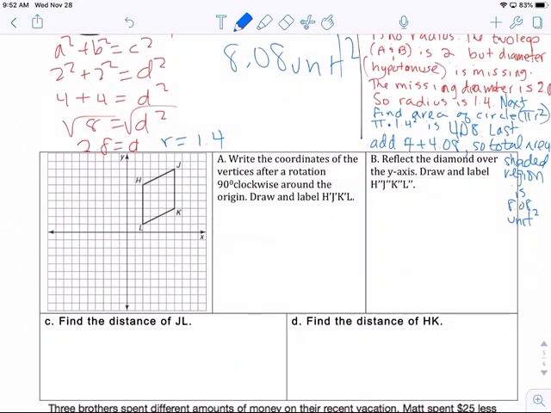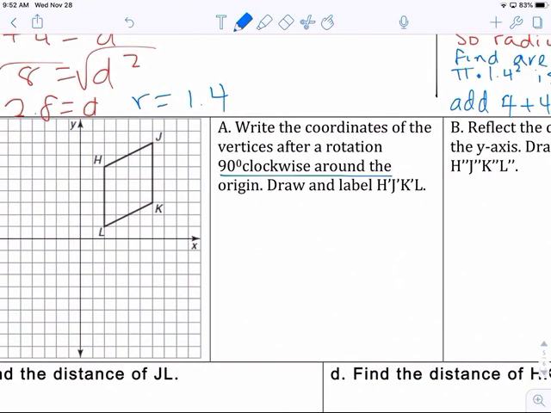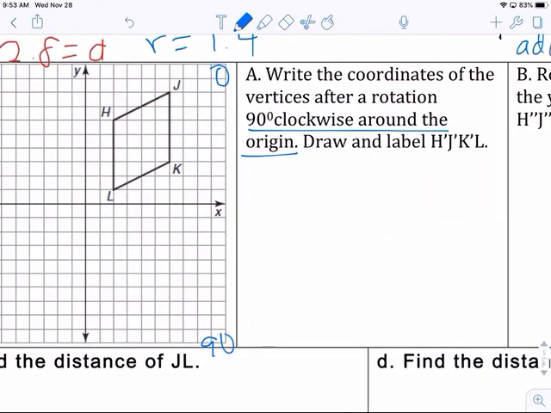All right, write a coordinate for the vertices after the rotation of 90 degrees around the origin. Okay, write the ordered pair. We'll start with H prime. H is 2 and 6, so H prime is 6 and negative 2, right there.